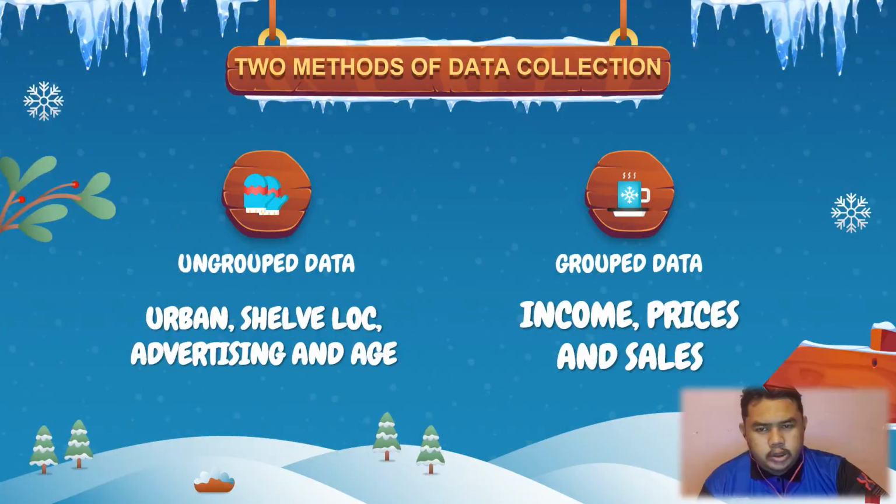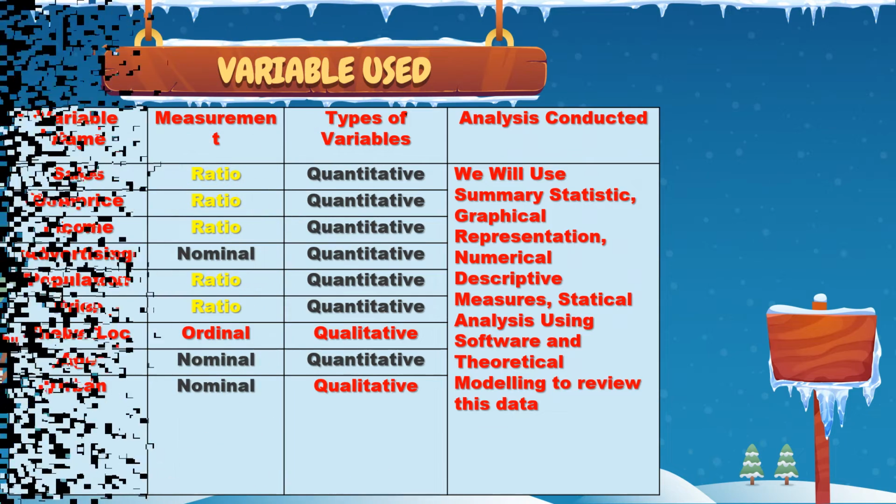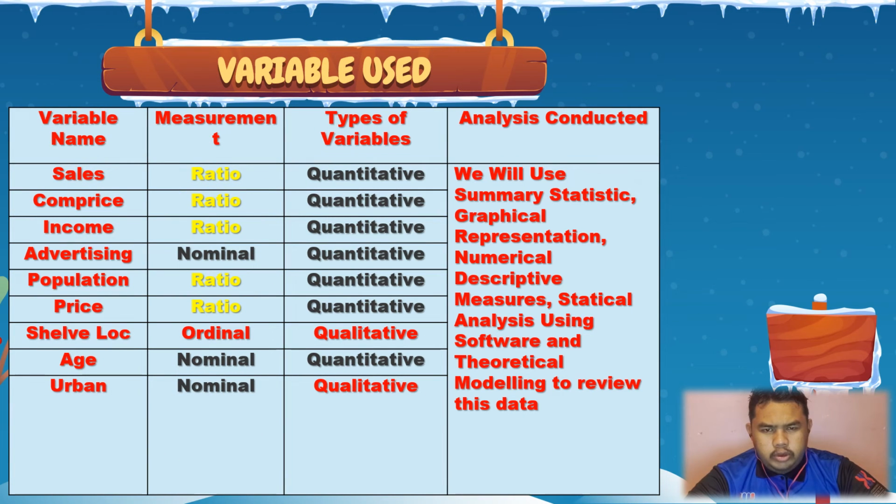In data description, we have two methods of data collection, which is ungroup data and group data. The variables in the ungroup data are urban, shelf log, advertising, and age. For the group data is income, price, and sales. So we will move to the next slide.